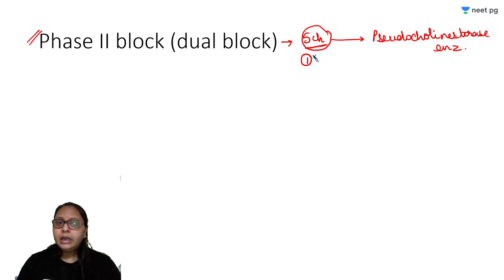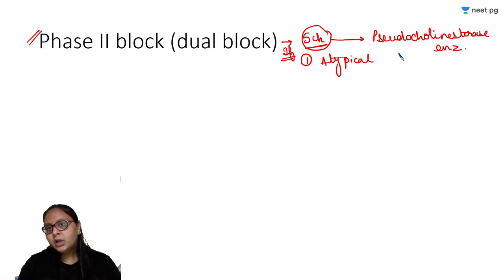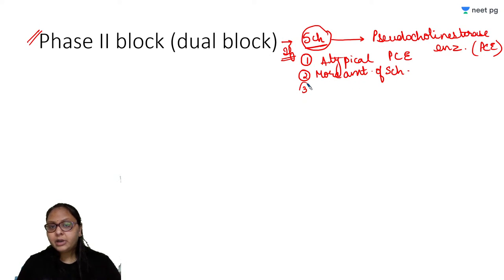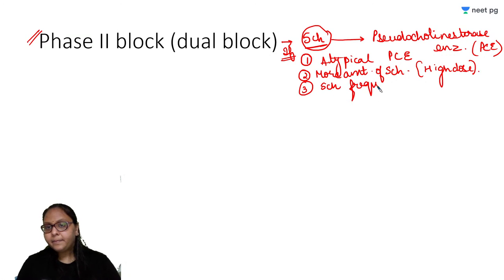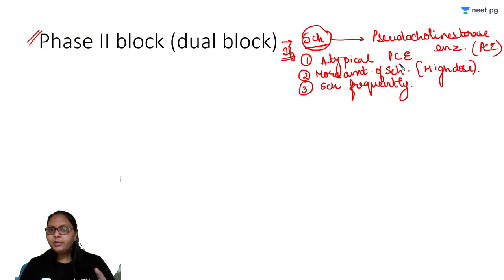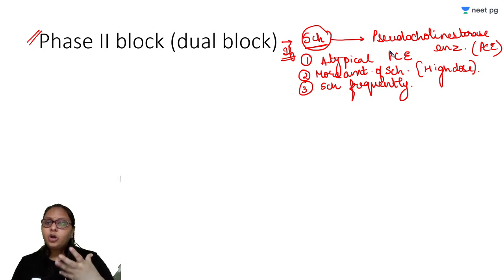So if there is atypical pseudocholinesterase enzyme, or if I have given more amount of succinylcholine, or I have given high dose of succinylcholine, or if I have given succinylcholine frequently, what will happen? It is not okay if there is atypical pseudocholinesterase enzyme. So what will happen? The succinylcholine is not metabolized.